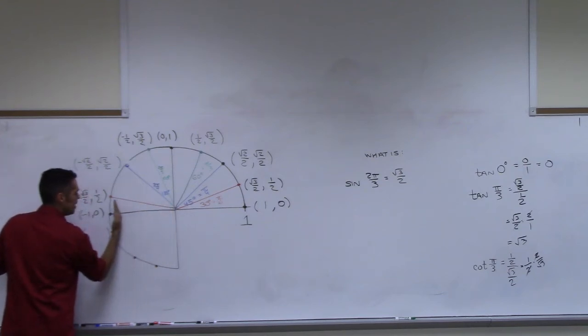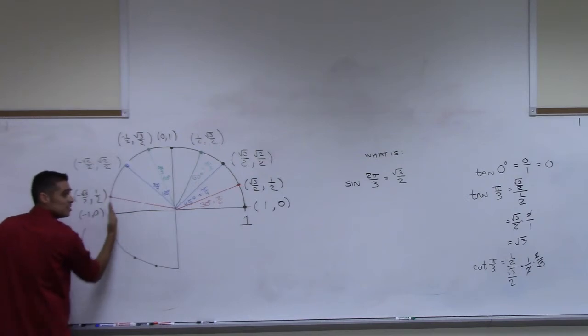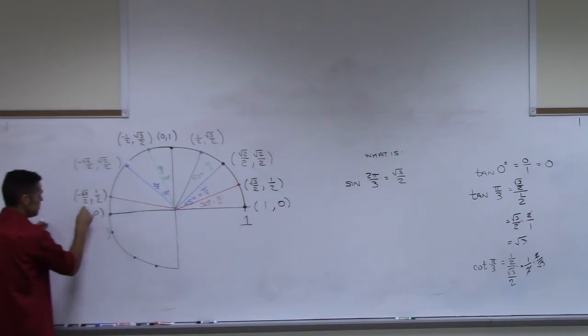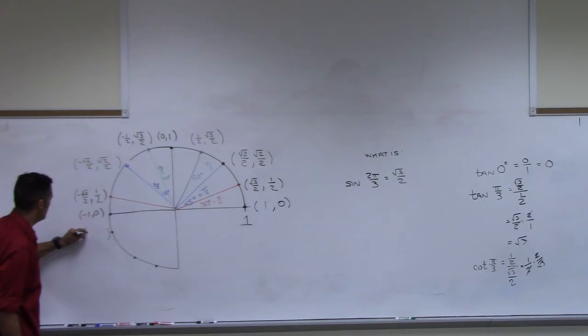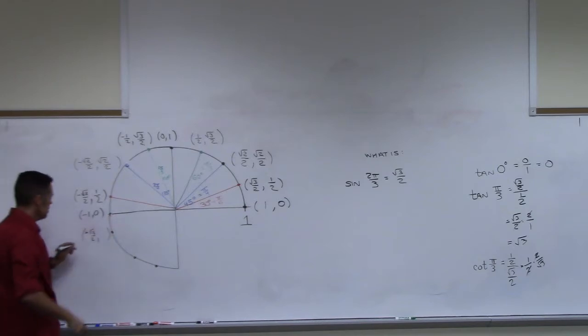Did my x's change? Is my x value changing? No, the x's are the same, right? So this should still be negative root 3 over 2. What changed is instead of going up 1/2, I go down 1/2. So negative 1/2.